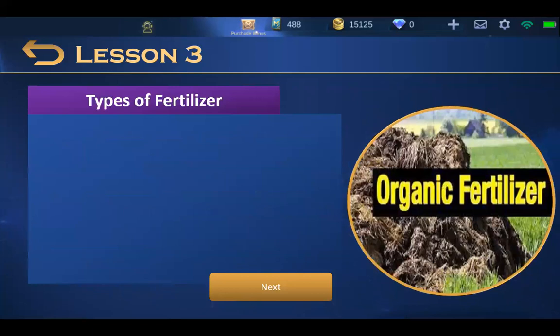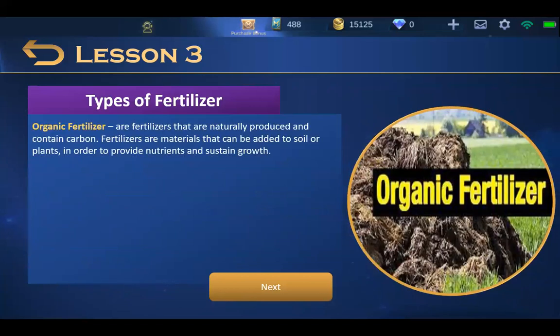For the types of fertilizer, we have two types. The first one is organic fertilizer, or what we call the natural fertilizer. We call it natural because it is not man-made. Organic fertilizer comes from plant or animal materials that are used either through direct incorporation into the soil or through composting. When added to the soil, these organic materials have numerous beneficial effects such as increased soil fertility, balanced supply of nutrients, and build up of organic matter.